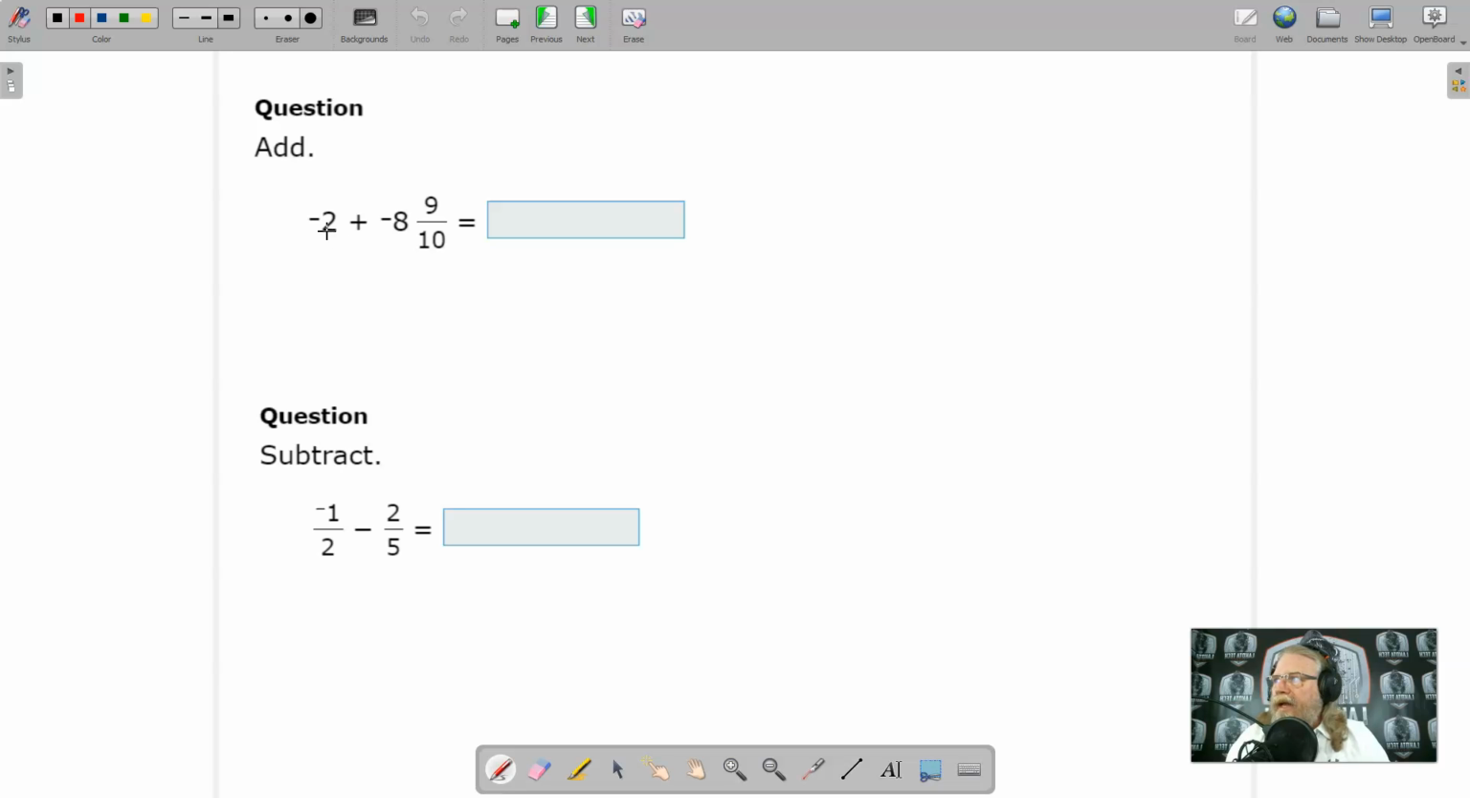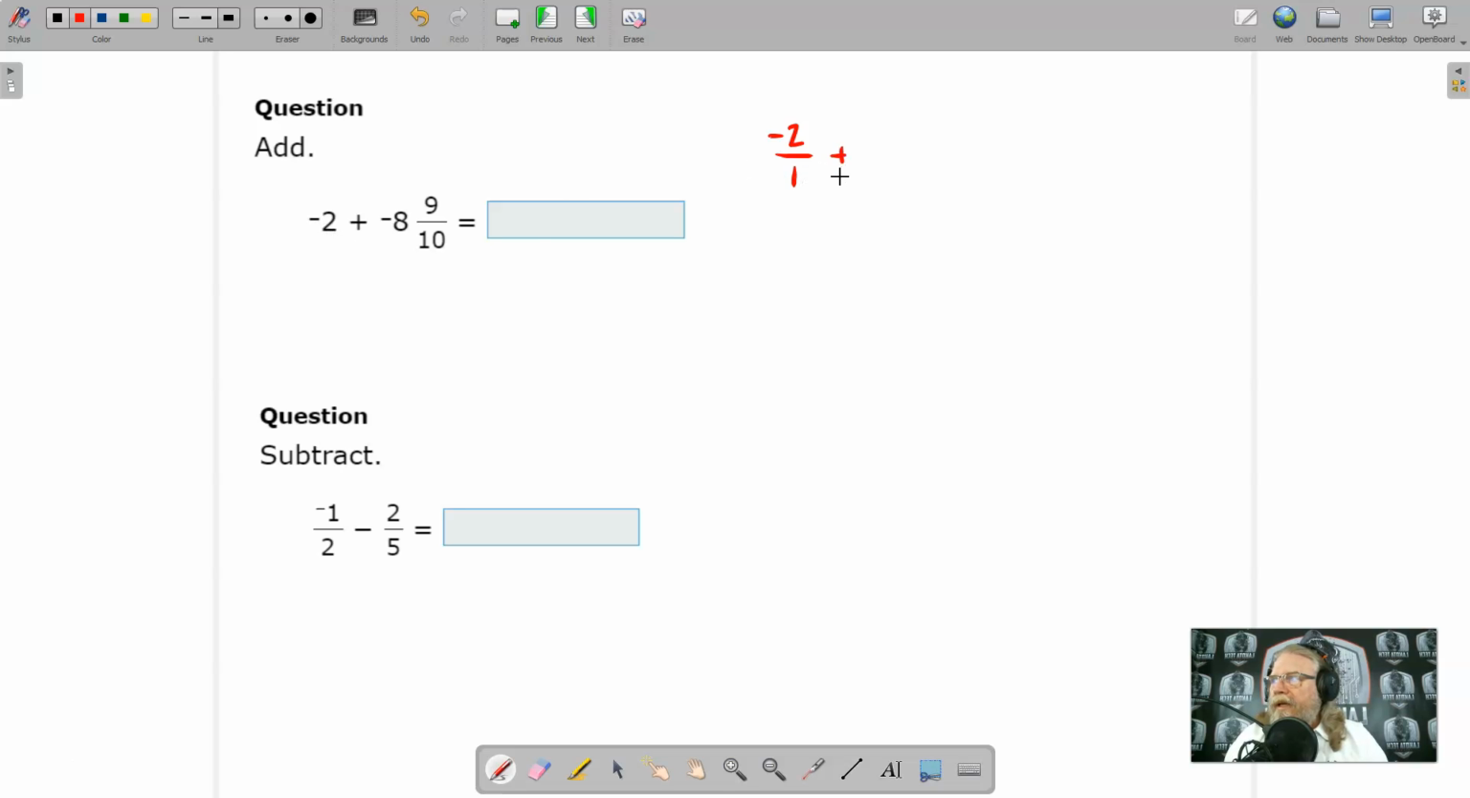Next, we're asked to add negative 2 plus negative 8 and 9/10. Well, there's a couple ways we could do this. We could go ahead and create a mixed number out of this, so let's try that way first. If we're going to create a mixed number out of it, we need to make a fraction out of the negative 2. So let's do that as negative 2 over 1, right? I can make a fraction out of an integer like negative 2 by just placing it over 1.